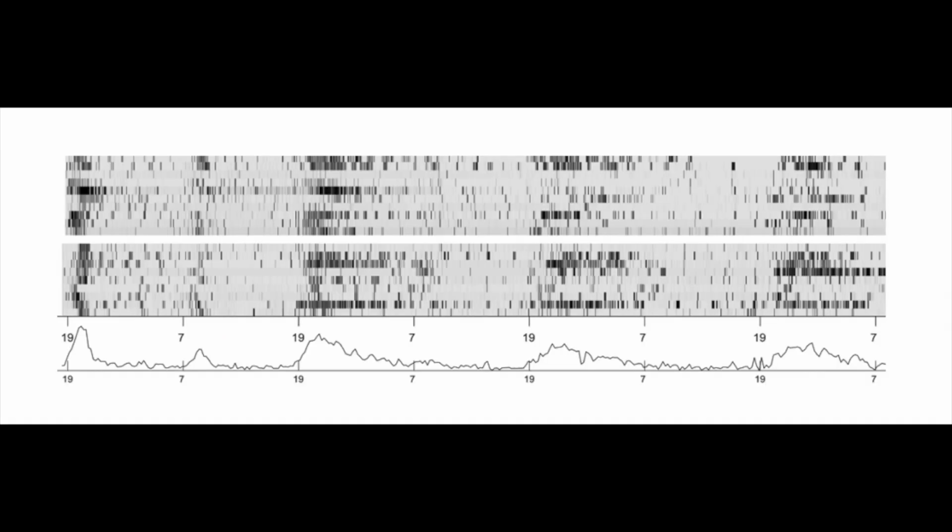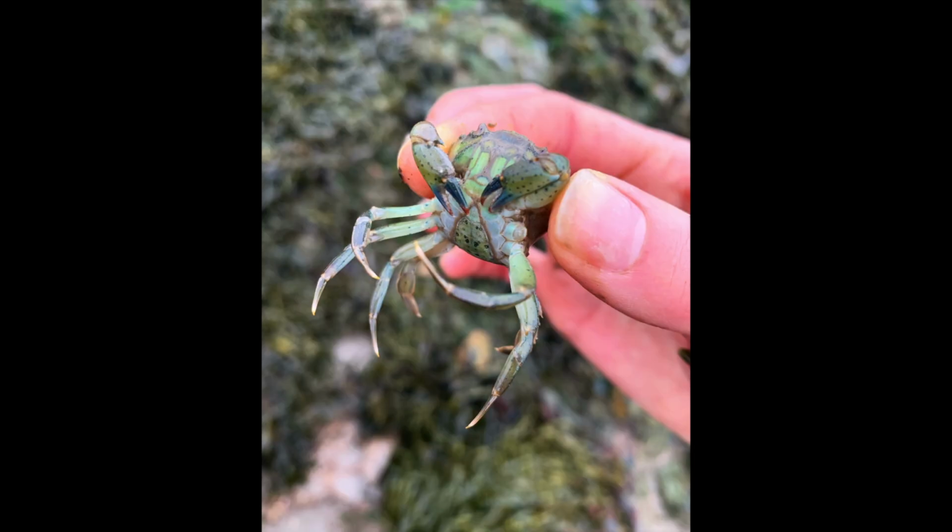The data output on a graph looks like this. The x-axis shows the time with 12-hour blocks labelled, from 7 at night to 7 in the morning. The peaks in the graph indicate a high activity level and correspond to the dark pixels on the output above. My current results show that exposure to natural light is important for crabs to maintain their circadian rhythms.